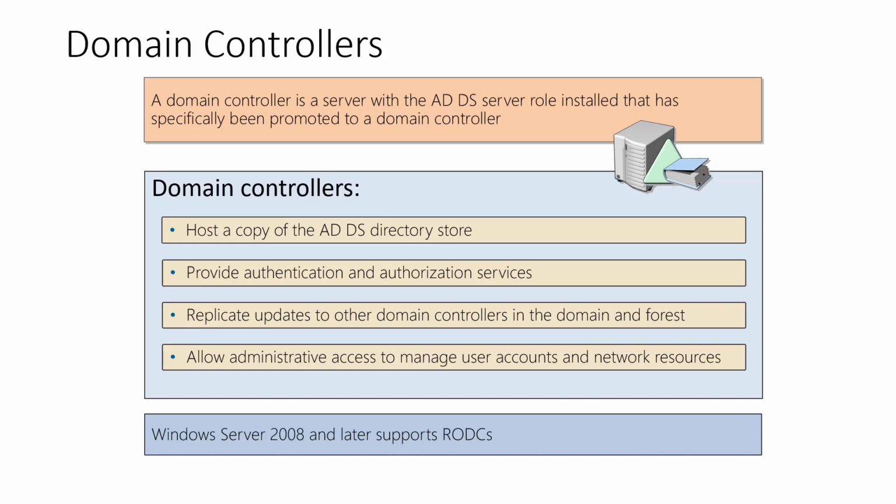So in short, the domain controller hosts a copy of the Active Directory Domain Services directory store, provides authentication and authorization services, and replicates updates to other domain controllers in the domain and forest. So if one of the domain controllers in a certain domain fails, it is replicated to another one and allows the administrative access to manage user accounts and network resources.